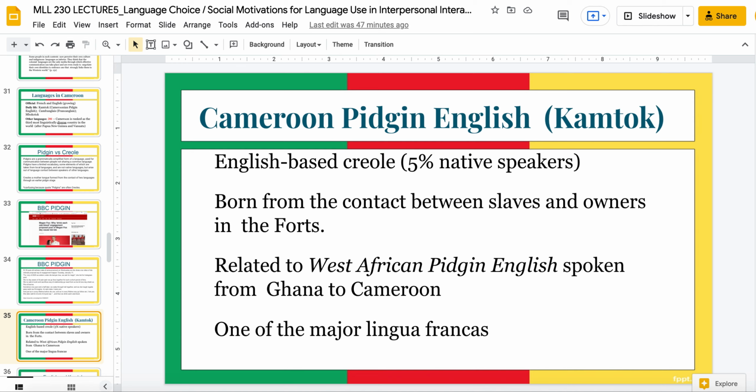What's one of the major lingua francas? A lingua franca is kind of a shared language used between people who speak different languages. So if you're in a room full of, like, a German speaker, a Russian speaker, a Japanese speaker, you might use English as a lingua franca. It's called lingua franca, I think, because back in the day they used French.